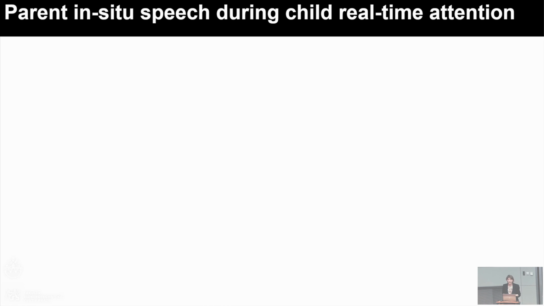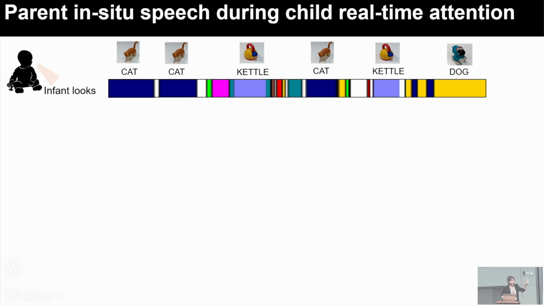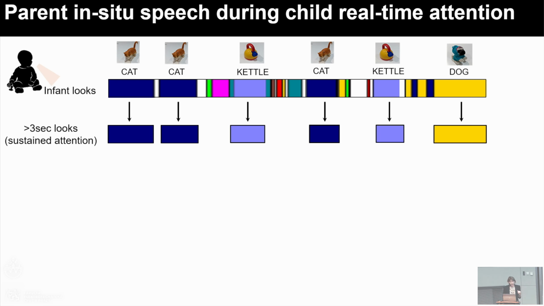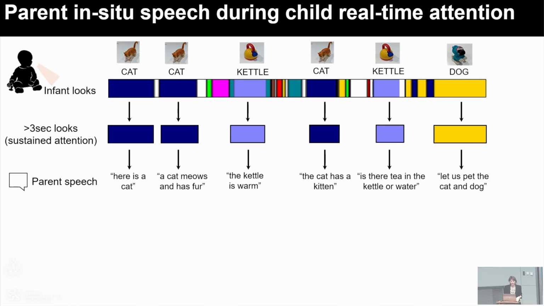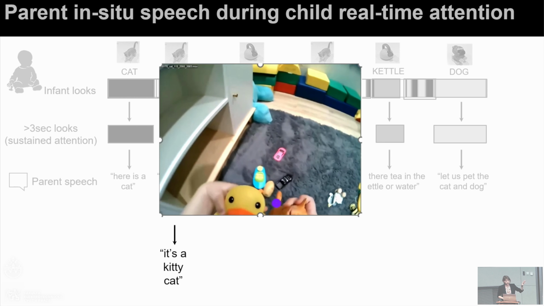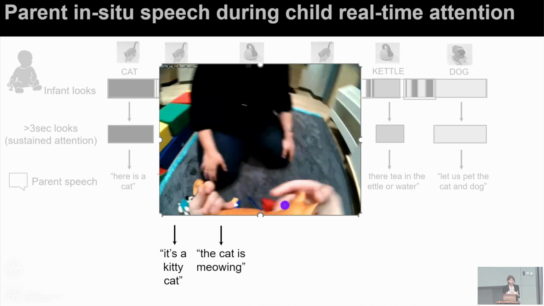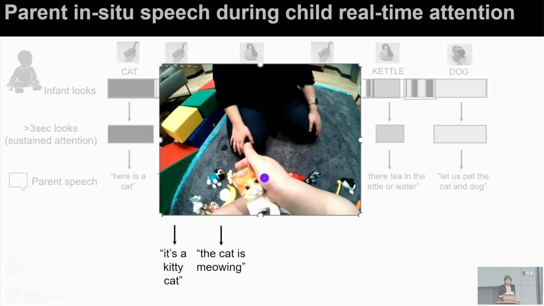To understand the kind of information parents are providing when children are attending to objects, we took our moment-to-moment data of where infants were looking and only looked at the moments where children were sustaining their attention on an object for more than 3 seconds. We then extracted the speech that they heard from their parents during that time period. So this could look something like that. Every time the child looks at the cat, we extract what they're hearing their parents say during that time window.